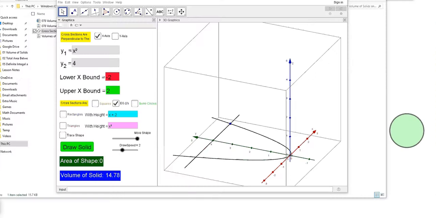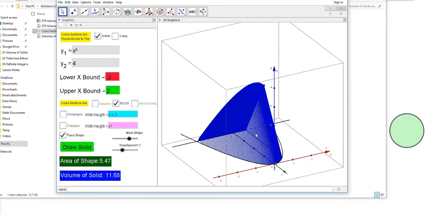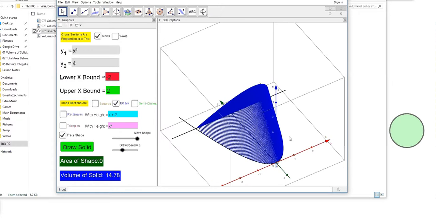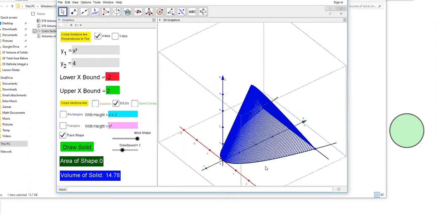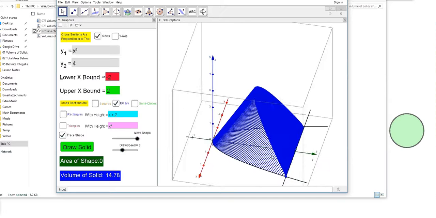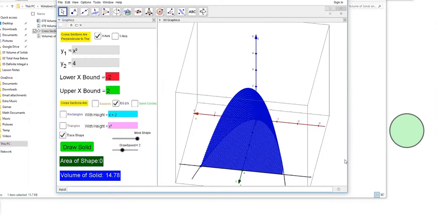All right, so let's go ahead and draw our solid one more time. Here are our cross sections, equilateral triangles that go across our graph that's bounded by g of x equals 4 and f of x equals x squared. And we see that we get a volume of 14.78 for our solid that has cross sections of equilateral triangles bounded by these two curves. That's it for this lesson.